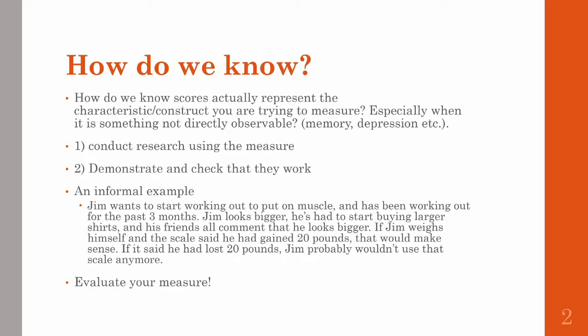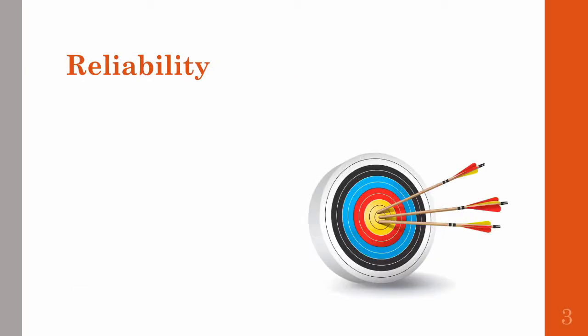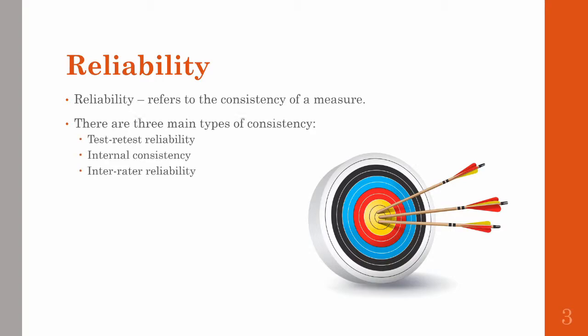So we have to evaluate the measurement methods that we use. We will talk about the first of two dimensions on how psychologists check this, which is reliability. Reliability refers to the consistency of a measure. Is it a stable measure, or do you get wildly different scores across people and situations? There are three main types of consistency that we will distinguish. They are test-retest reliability, internal consistency, and inter-rater reliability.